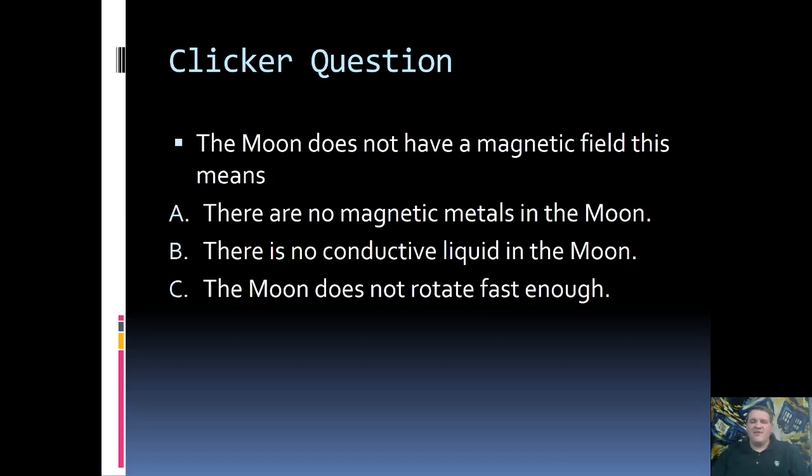So why doesn't the moon have a magnetic field? Well, there are magnetic metals in the moon. We've been talking about iron quite a lot. And the moon does actually rotate fast enough. It does take a full month for it to rotate once on its axis, but that is fast enough that it could generate a magnetic field. So the answer is B. There's no conductive liquid in the moon.